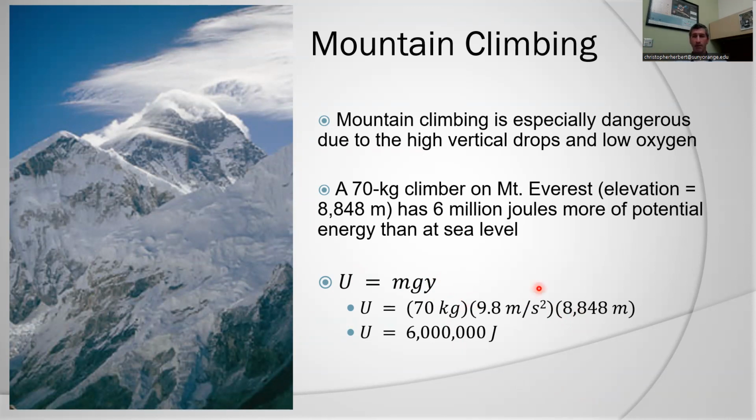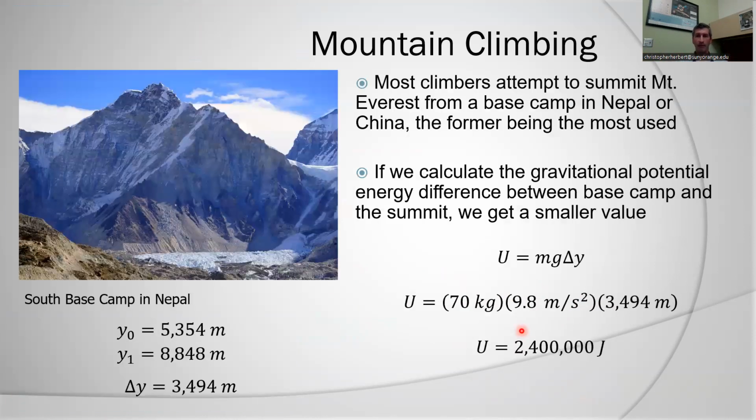I take my mass, multiply that by the acceleration of gravity. That comes out to 6 million joules. That means that going from sea level to the top of Mount Everest, you would have to gain that much potential energy. More realistically, however, base camp to the peak is much less than that.